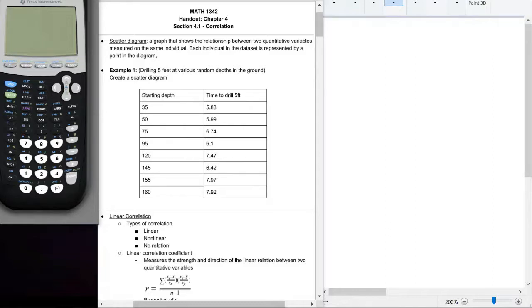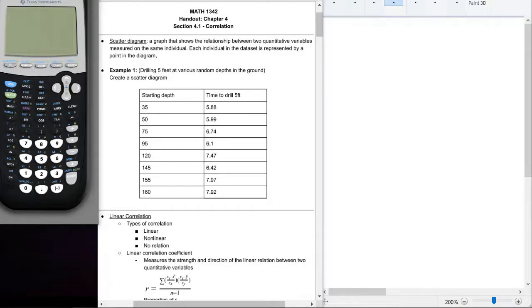For example, in example 1, we have the starting depth in the ground: 35 feet, 50 feet, 75 feet. What we're interested in is, the further we go into the ground, how much time does it take to drill an additional 5 feet? In this table, this is data that was recorded, and let's assume that the time is in seconds. If the starting depth is 35 feet, it takes 5.88 seconds to drill an additional 5 feet.